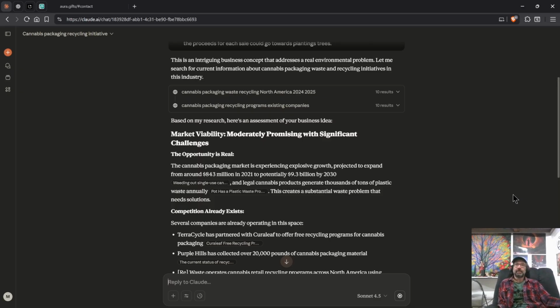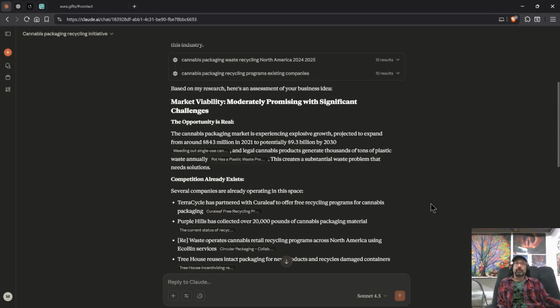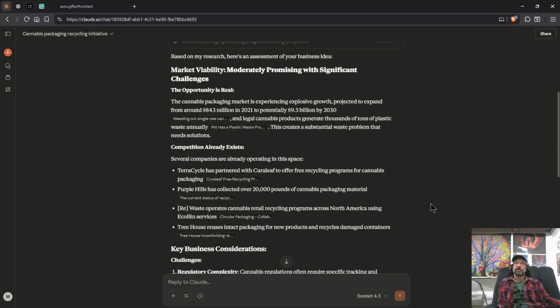It's an intriguing business concept that addresses real environmental problems. Let me search for current information. Moderately promising with significant challenges. Significant challenges, you say. Cannabis packaging material market is experiencing explosive growth, expanding from 8.5 to 9.3 billion. Good grief. In 9 years. Wow. Okay. 10x growth here plus in 9 years. Substantial waste problem that needs solution.